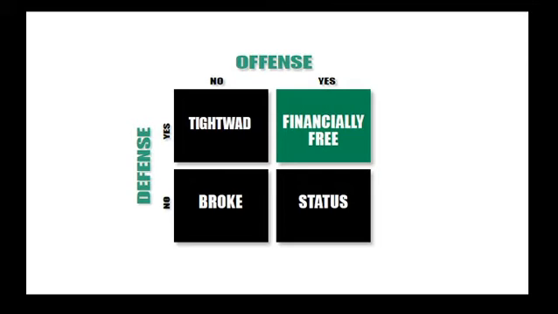This quadrant displays people who do not play financial defense or offense and thus are broke, having no ownership and few choices. Most of these people live, as Henry David Thoreau once wrote, lives of quiet desperation, believing there is no escape from the financial matrix.